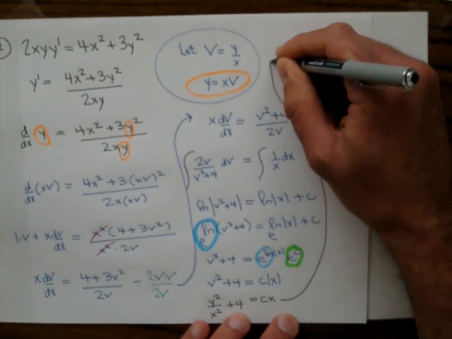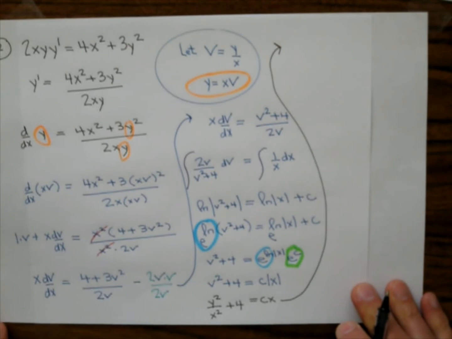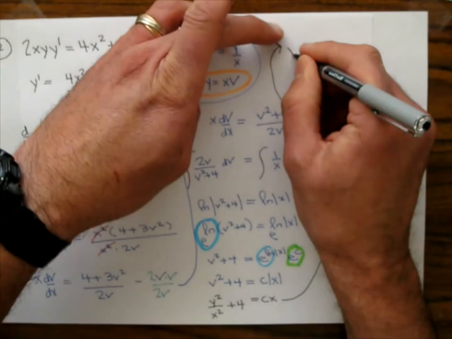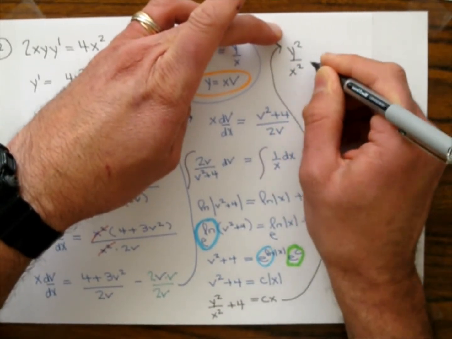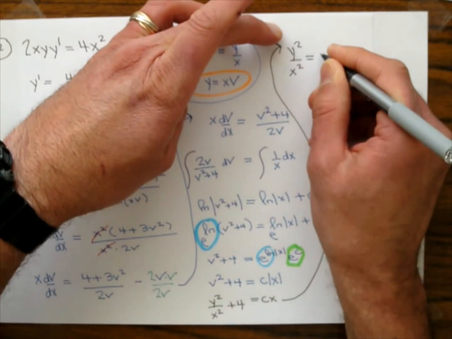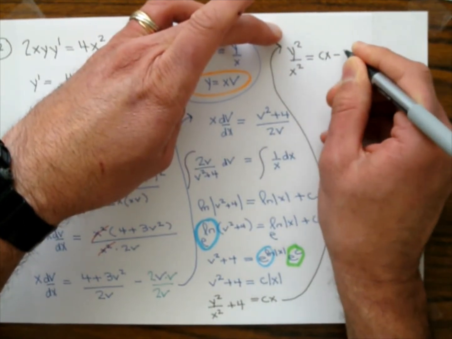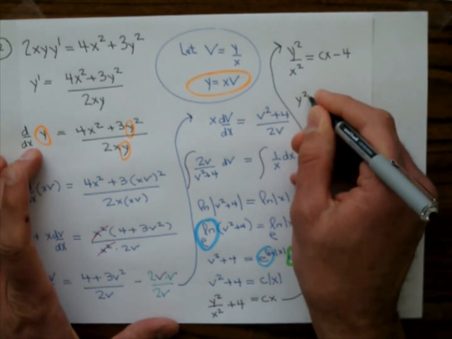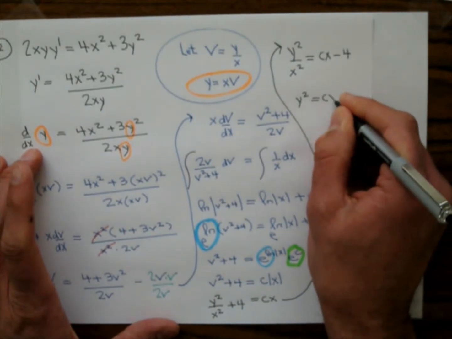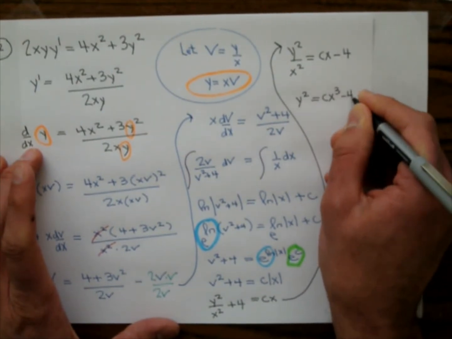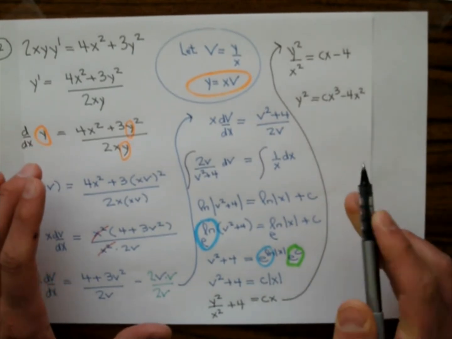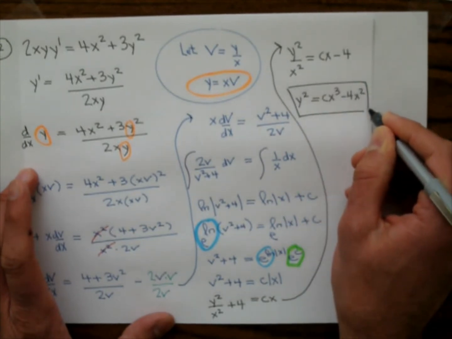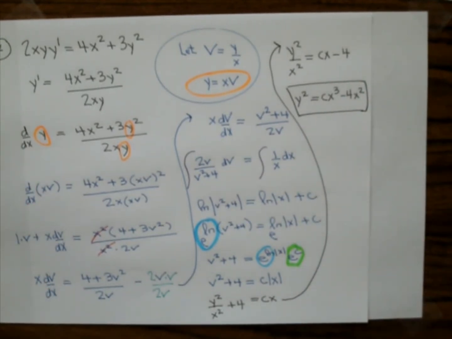So I'm going to come up here. Wow, this is getting pretty pathetic. Maybe I should have used another piece of paper. I'm going to solve for y squared. So I subtract 4, y squared over x squared equals cx minus 4, and then I'm going to multiply both sides of that equation by x squared. So y squared equals cx cubed minus 4x squared. I could actually square root both sides, but I'm not going to. I have y's on the left side and x's on the right side. There is the answer to the differential equation.